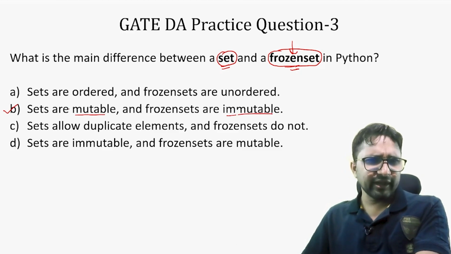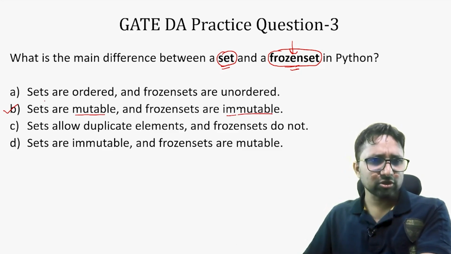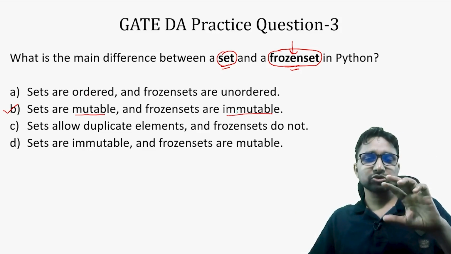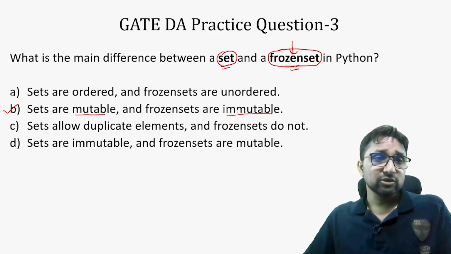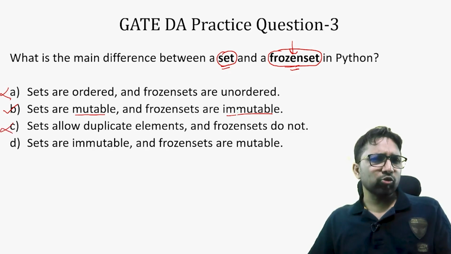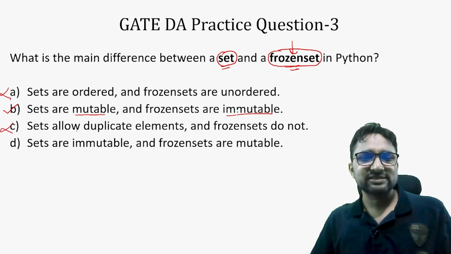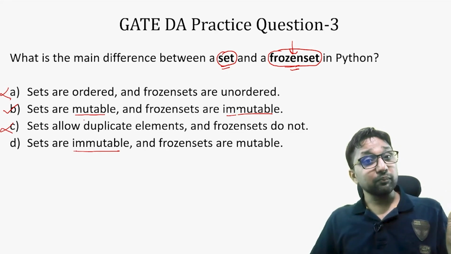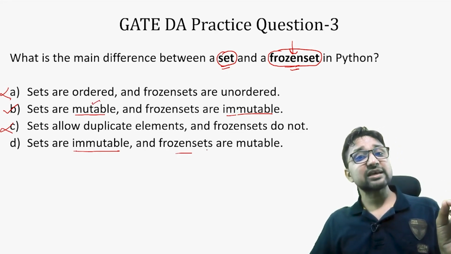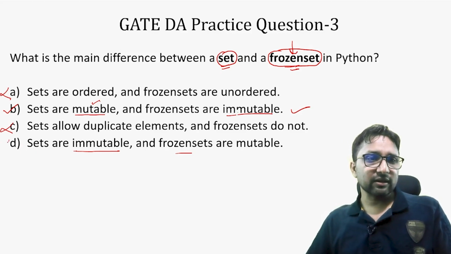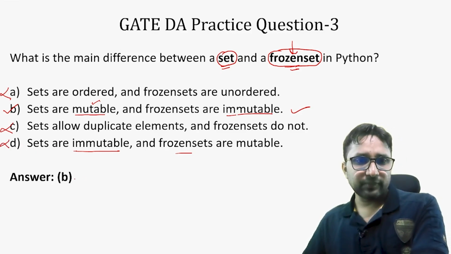Let me read the first option also. Sets are ordered. No, sets are not ordered. Their elements are not stored in ordered form, just like maths. So this is not right. Sets allow duplicate elements. No, sets do not allow duplicate elements, just like maths sets. Sets are immutable. No, sets are mutable. Frozen sets are immutable. So B is the right answer. All others are wrong.